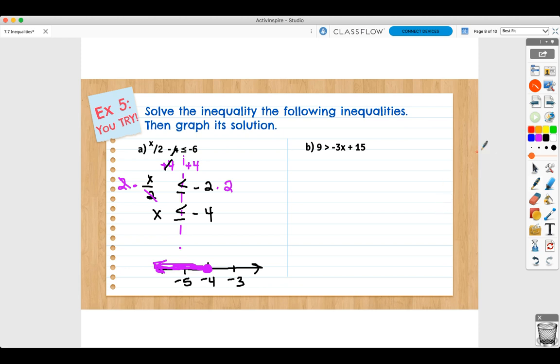All right, let's do this one now. I'm going to draw a dotted line here. And on this side, the variable's on the right side. So we're going to subtract 15 from both sides. So you're going to get 9 minus 15 is -6 is greater than -3x. Divide by -3. 2 is, I'm just going to put an x. These go away. Do we flip the symbol here or not? Yes, we do, because you're dividing by a negative. So we're going to flip it around.